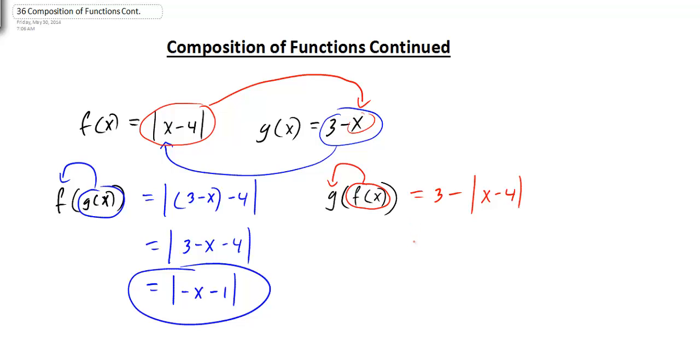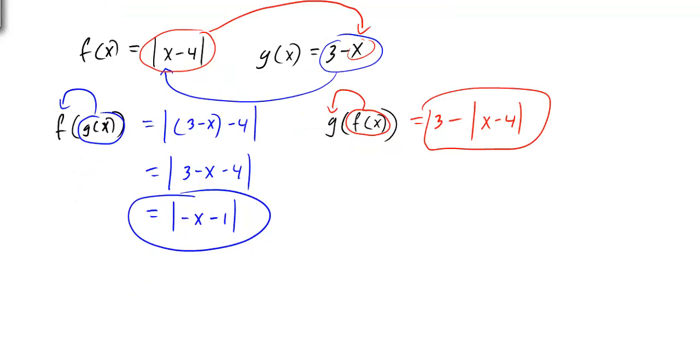And then how can we simplify this? Well, in this case, we cannot take the absolute value of x minus 4 until we know the value of x, and the negative we cannot distribute, so therefore this would be our final answer. All right, next example.